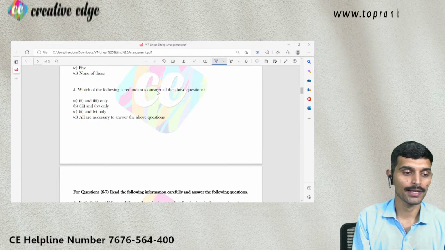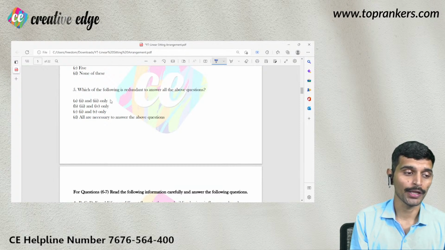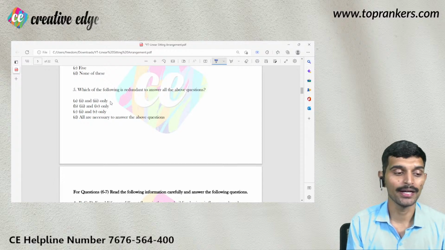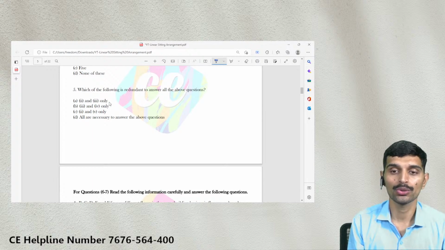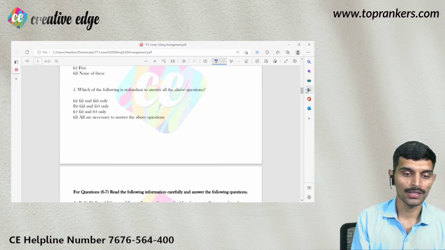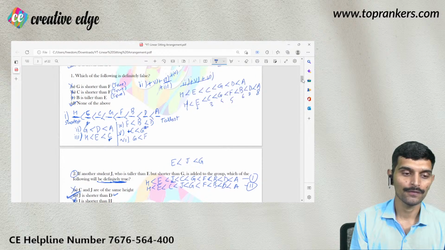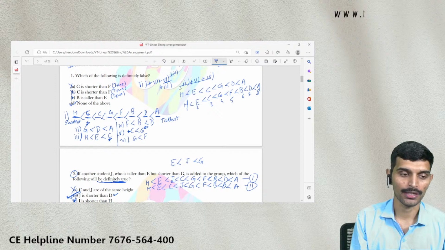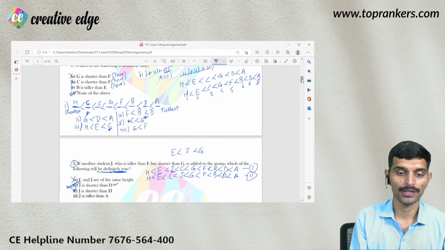Which of the following is redundant to answer all the above questions? So basically, the question is asking which of the following information can be discarded, and after that you can still easily answer all the given questions, right? If we look at the structure closely, we have reached this solution only after combining all the information, right? If any of the information is missing, we cannot definitely answer the given questions.